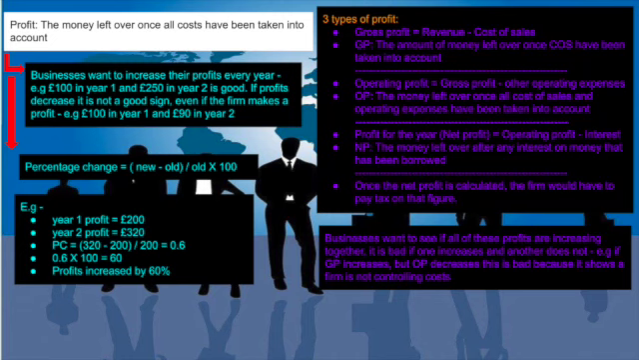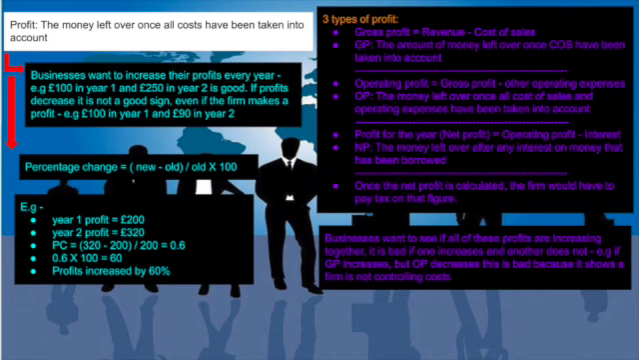Then you have operating profit. Gross profit, take away other operating expenses, and operating profit is the money left over once the cost of sales and other operating expenses have been taken into account. And lastly, you've got profit for the year, also known as net profit, which is operating profit, take away interest. Interest could be anything on the money borrowed, such as a loan. And once you get a net profit, the firm would have to pay tax on that figure.